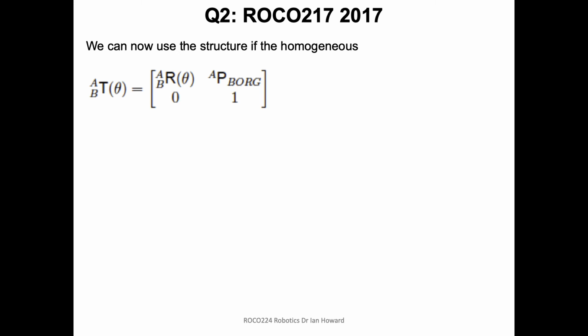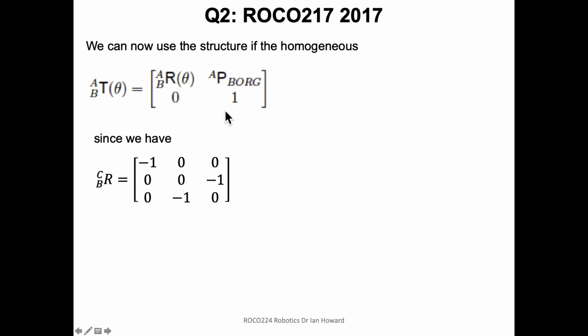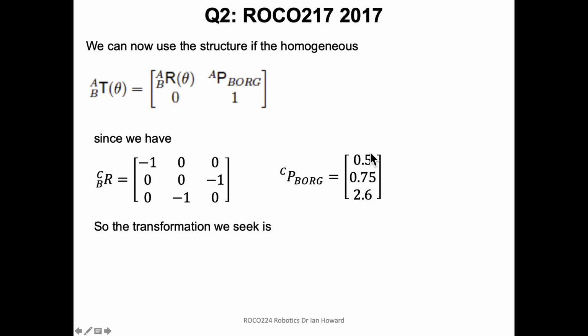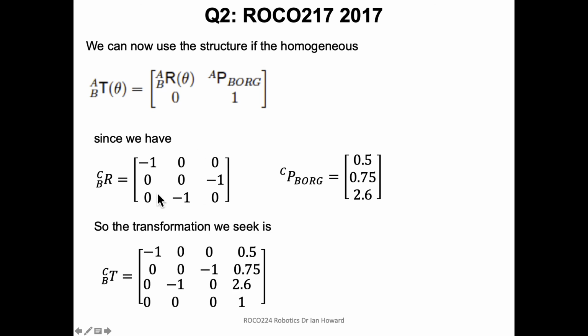Now, we know that the structure of the homogeneous equation is always going to be of this form. The upper 3 by 3 part is a rotation matrix on the left. Then we have a 3 by 1 translation vector. And then at the bottom we have a 0, a 0, a 0, and a 1. So we've already got the rotation component, and we've already been given the translation component, right? So we already know how to map the origin of B to C. We just have to plug those values in. This is the 3 by 3 rotation matrix component that we put up the top here.